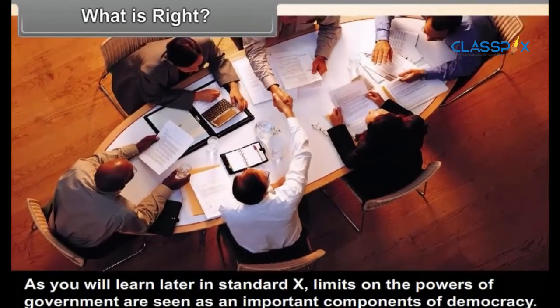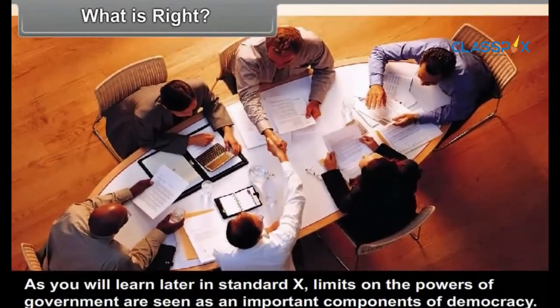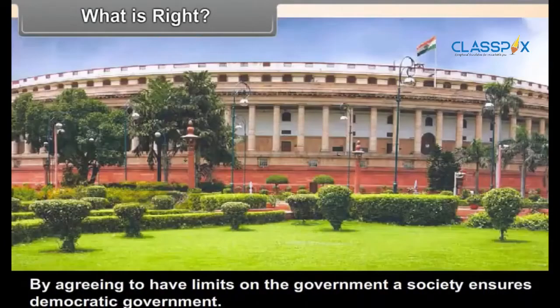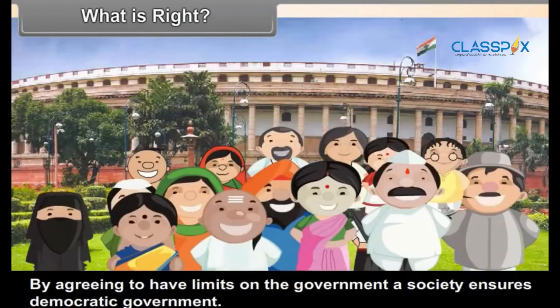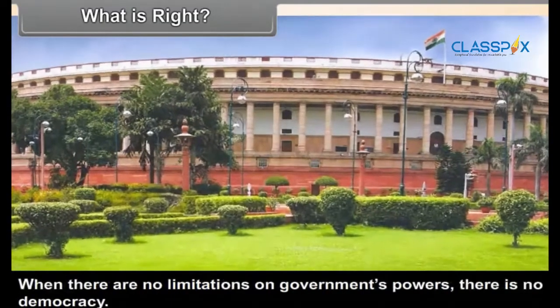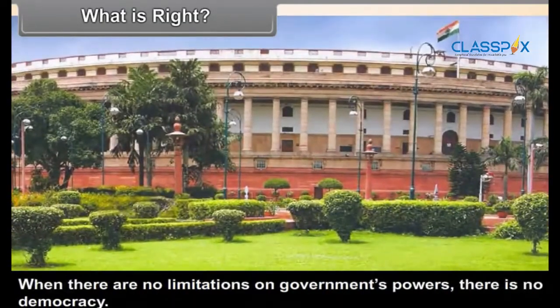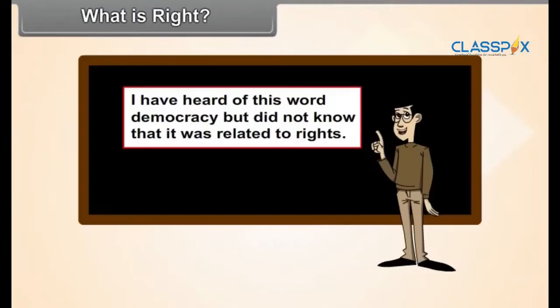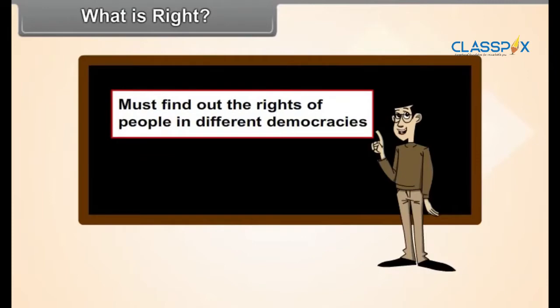As you will learn later in Standard 10th, limits on the powers of government are seen as an important component of democracy. By agreeing to have limits on the government, a society ensures democratic government. When there are no limitations on government's powers, there is no democracy. I had heard of this word democracy, but did not know that it was related to rights. Must find out the rights of people in different democracies.